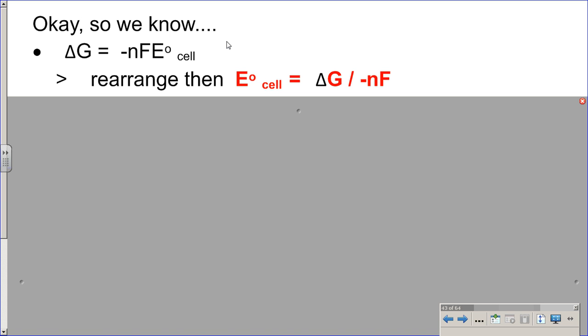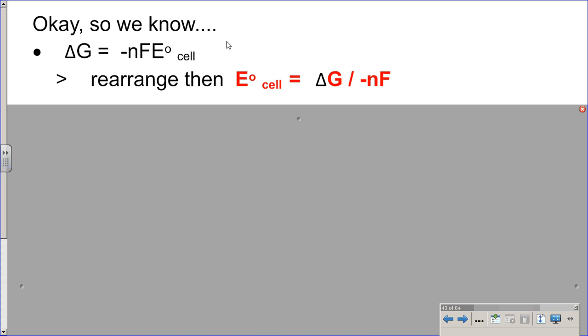What am I getting to here? Oh, I know what I'm getting to. All right, so if I can rearrange, you good with me so far? Okay, you can see that E cell and Gibbs free energy are directly related in terms of magnitude, not necessarily sign, but magnitude. You know the difference. Magnitude is the size of the number, sign is if it's negative or positive.